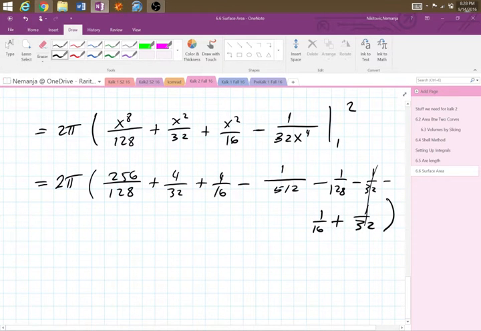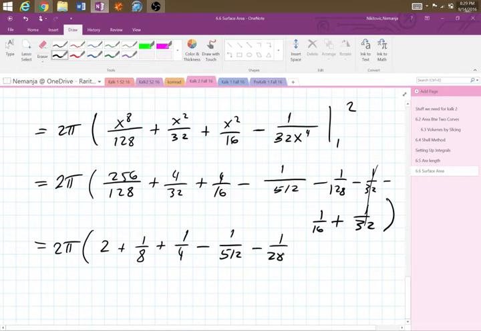So these will cancel. The first one is 256 over 128 is 2. So we have 2 pi, 2 plus these guys cancel by 4, so it's 1 over 8 plus 1 over 4 minus 1 over 5, 12 minus 1 over 20, 128 plus 1 over 16. And that all equals a number because we're lazy.